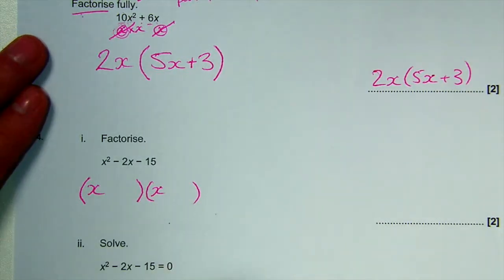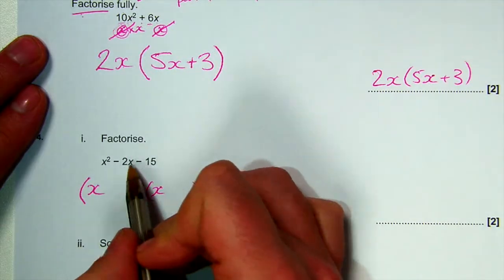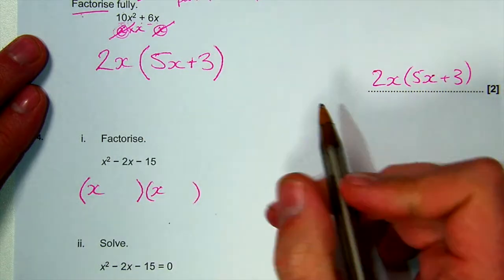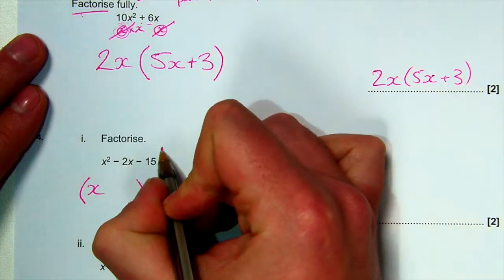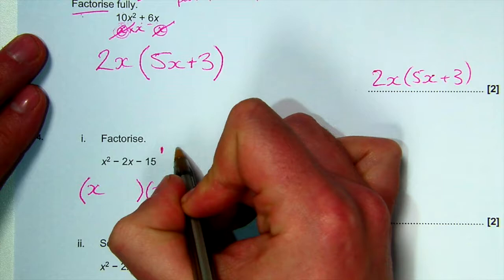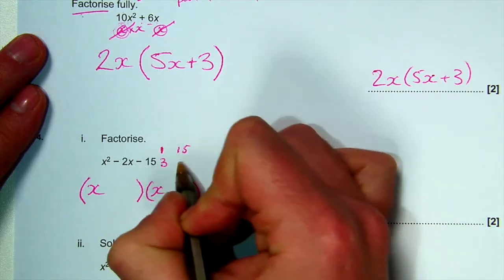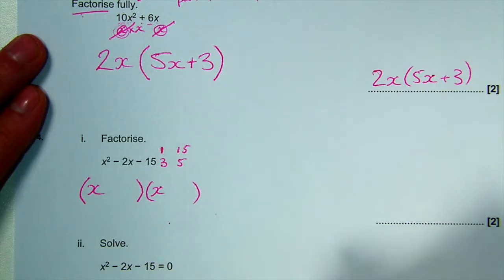Ignore the 2x for now and go straight to the minus 15 on the end. I'm going to think of the factor pairs. Looking at it, there are only 2 options: 1 and 15, and 3 and 5. Now we need to choose which one it is.